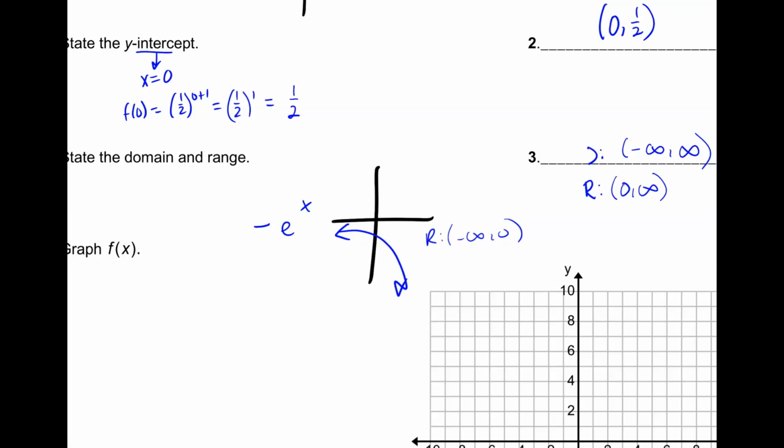Because yours goes smallest to biggest. Still, the domain for this one would be all real numbers, negative infinity to infinity. Cool. So we're going to go over logs. That's the next page, but are we good with this one?